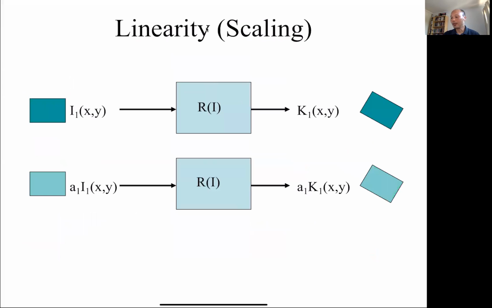The other property that's very important is scaling. Once again, I have I1 going into my system R, and I'm coming out with K1. In this case, you can see the system just rotates my object. Now, if I multiply my image by A1, let's say I increase the brightness of my image, then if the system satisfies scaling, my output should also be scaled by A1, which means however much my input brightened, my output would brighten by the same amount. So that would satisfy the scaling property.